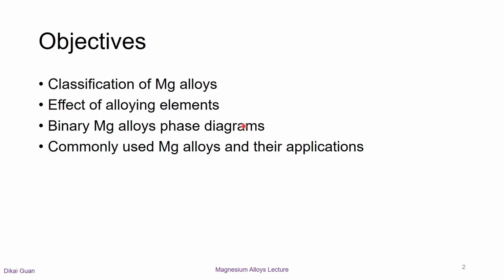Third, we need to go through some binary magnesium alloy phase diagrams. Phase diagrams are very important, not just in magnesium alloy systems, but also in other alloy systems. I believe you have already touched lots of titanium or aluminum phase diagrams with other tutors. Phase diagrams are very useful to predict and identify the phase evolution, which can be used in designing new alloys. During the whole lecture, I will show you some commonly used magnesium alloys and their applications.